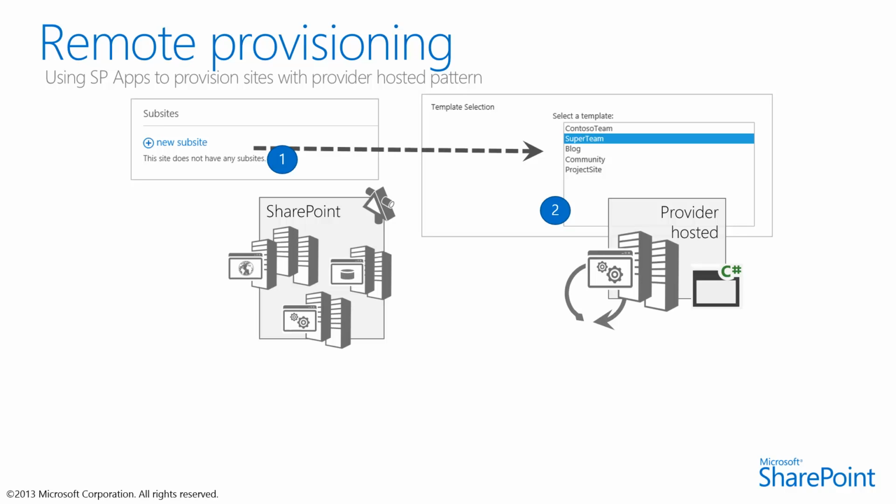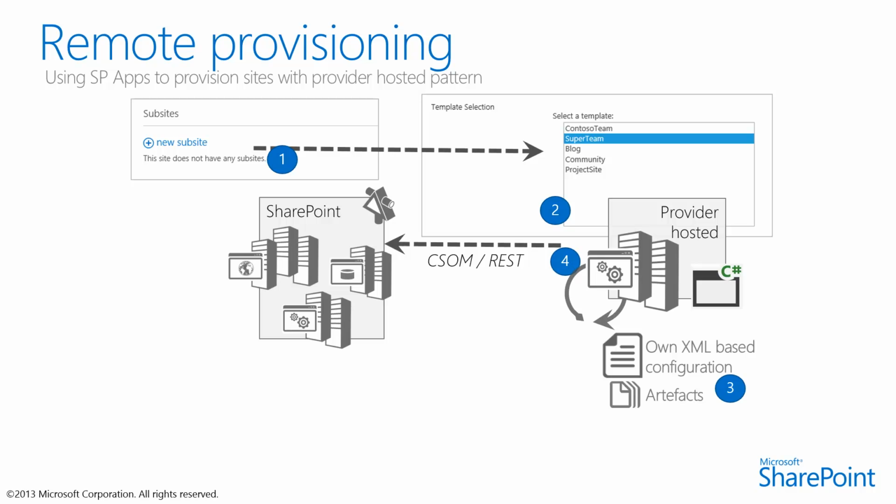There are multiple different options for how to do this. We can even create our own XML-based configuration so that we don't need to hard code anything into our provider hosted application, so that we're able to introduce new templates, and modify the existing templates. The provider hosted application could also update the existing sites created from these templates and so forth. Whenever the end user selects a template provided by the provider hosted application, we will then use CSOM, the client-side object model, or REST to actually create and apply the site on SharePoint.